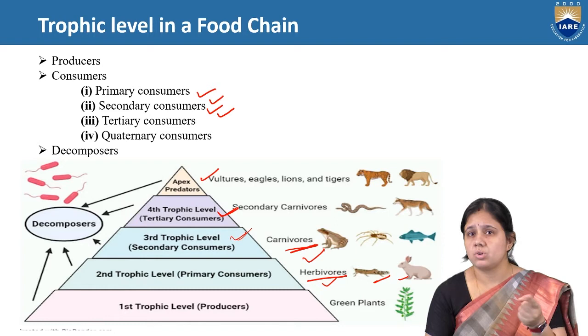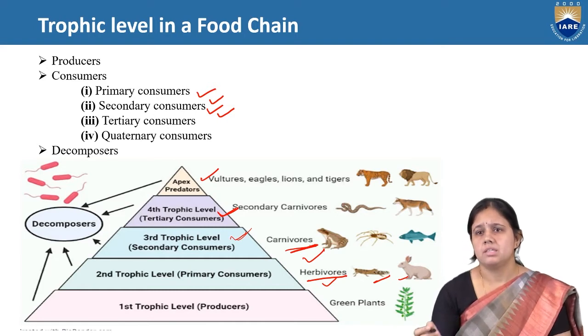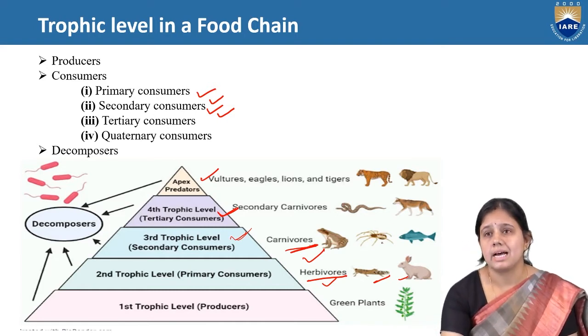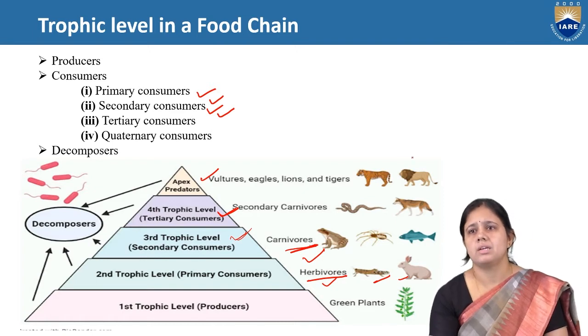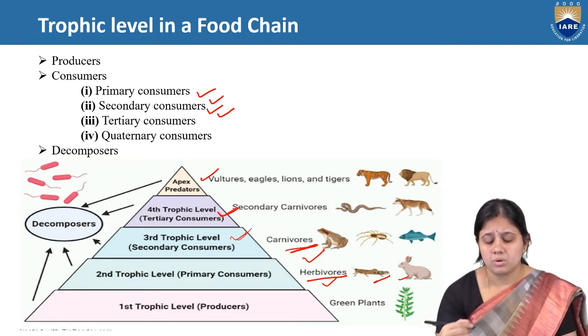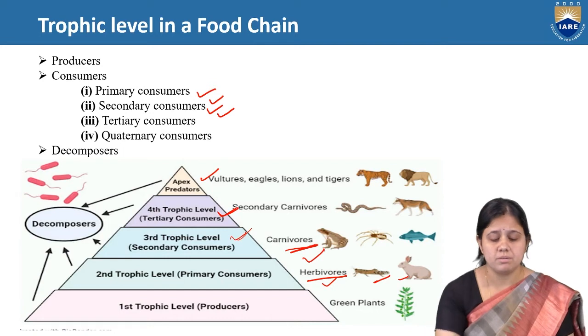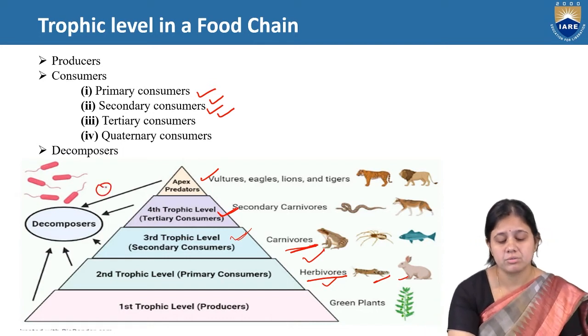We will discuss all these trophic levels in the coming slides in detail, in terms of their respective ecosystems. This is an example of a normal grassland ecosystem, with vulture, secondary consumer, carnivores, herbivores, and green plants. It is also a representation of how energy passes from a lower level to a higher level, and the decomposer will again provide it back to the environment.